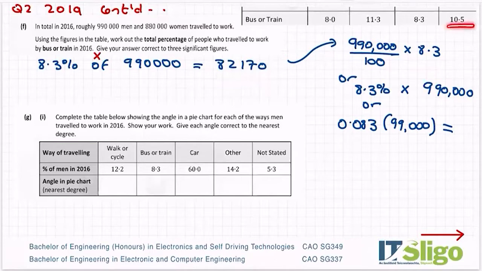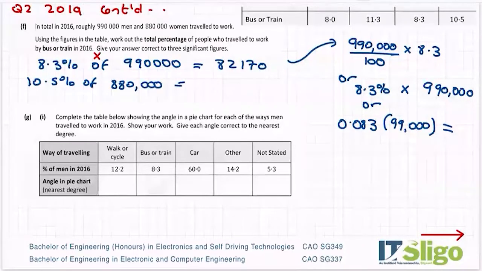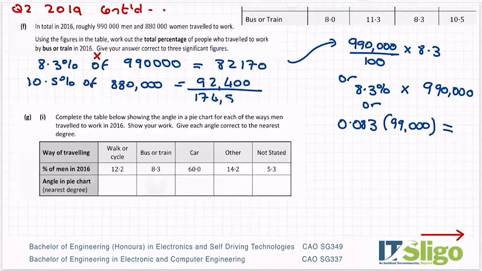Let's have a look at the women. So it's 10.5% of 880,000. Okay, so 880,000 divided by 100 multiplied by 10.5, and I'm getting 92,400 for that. Okay, so the total then is 174,570. Okay, so what is it saying?